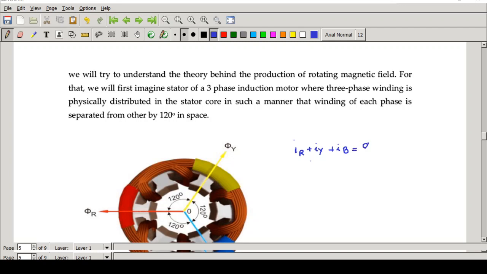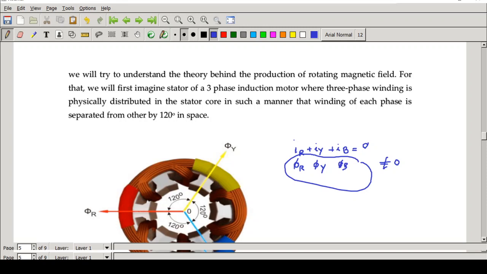But what about the flux? The flux created by the current in the R phase, we can take it as phi R. The flux created in the yellow phase, we can take it as phi Y. And the flux created due to the current IB in the blue phase, we can take it as phi B. The sum of all these fluxes will not be equal to 0. It will have a constant magnitude which always remains constant, but it will be changing its position in space, due to the space angle. That is, at each angle we can find the resultant flux.